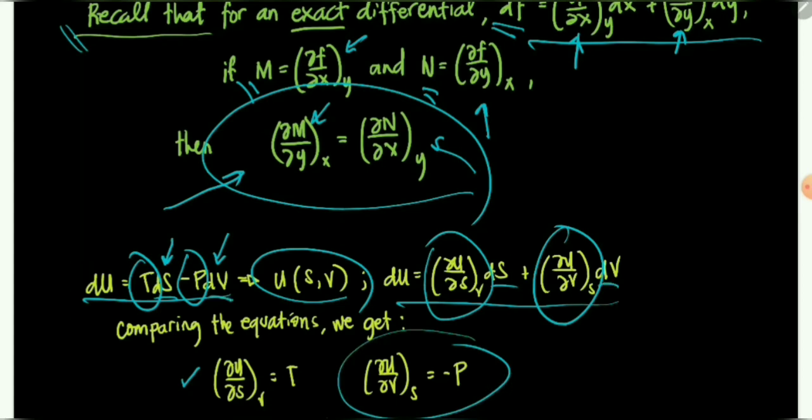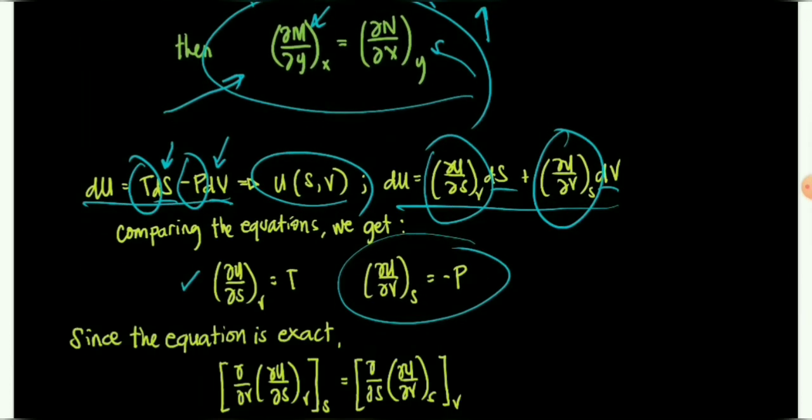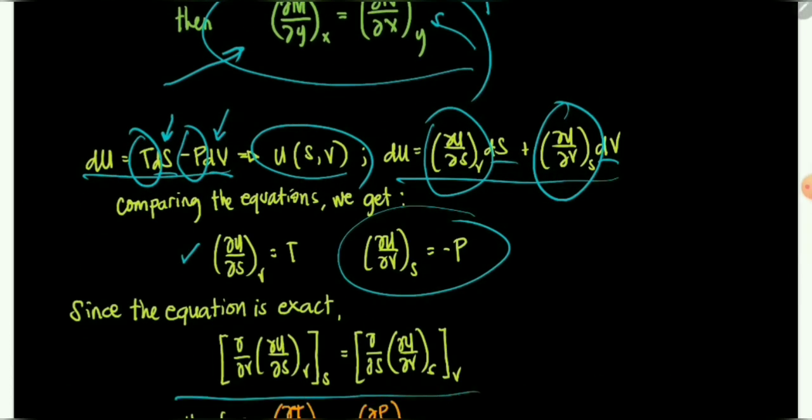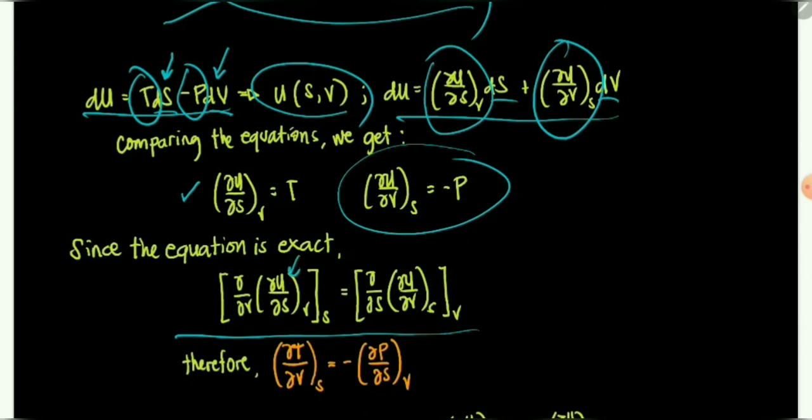By comparison, if we follow the rules on exact differentials, we have this relationship. The change in U with respect to S at constant V, differentiated with respect to V at constant S, should be equal to the change in U with respect to V at constant S, differentiated with respect to S at constant V.